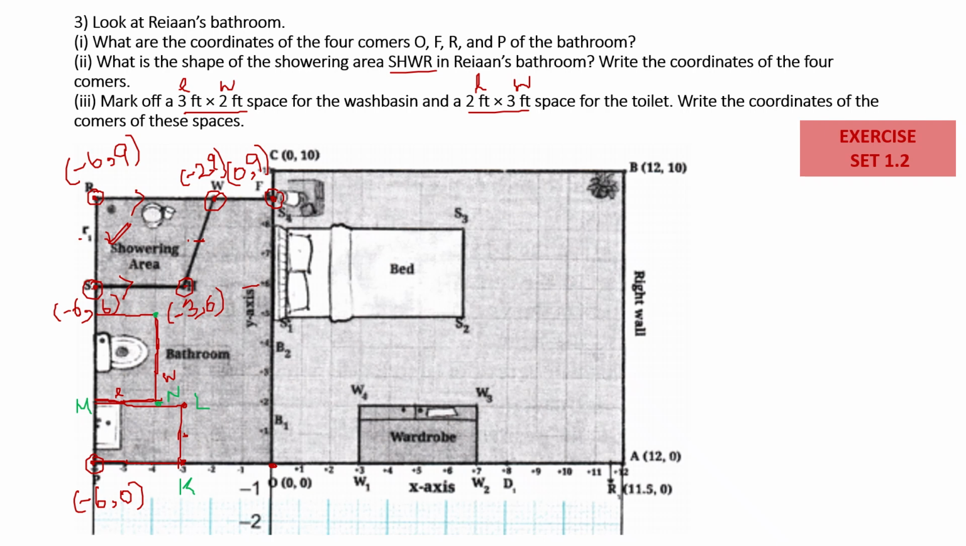Because C is nowhere there. No, C is already there over here, so we can't keep C. So I can take I and J, this point as I and this point as J. Okay, so now we are going to write the coordinates.